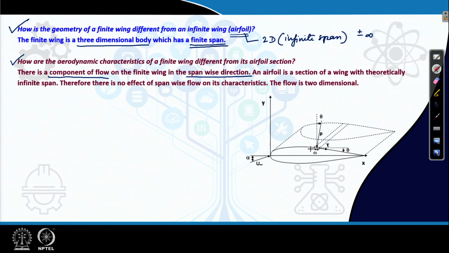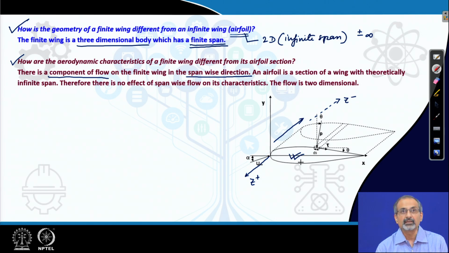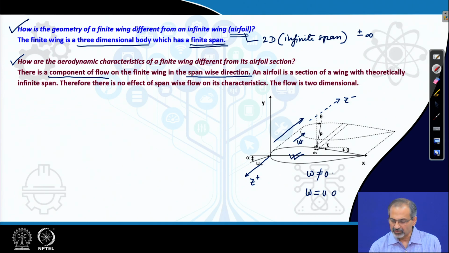So, what do we mean by the span-wise flow? If we were to take an airfoil section and stretch it in the span-wise direction, following the right hand rule, the positive z axis will be this way. So, you are basically spanning it towards the negative z axis. Then in a finite wing, there will be a component of velocity along z. If I call that component of velocity w, then w is not equal to 0 in the case of a finite wing, while w is equal to 0 in the case of an airfoil.